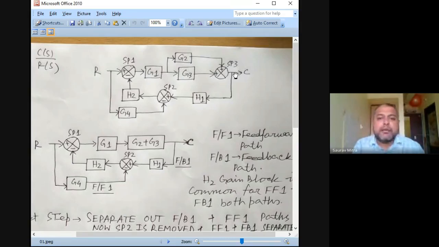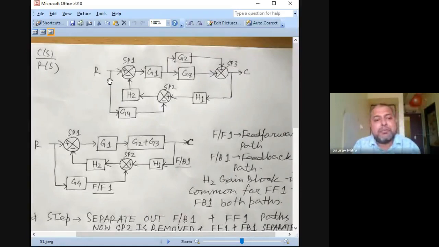So this is actually the main feedback path, and this is the only feedback path present in this system. This thing G4 is not a feedback path, it's a feed forward path. We will see what that is. So only one feedback path, H1 multiplied by H2. So this is H1 H2 given to negative feedback.